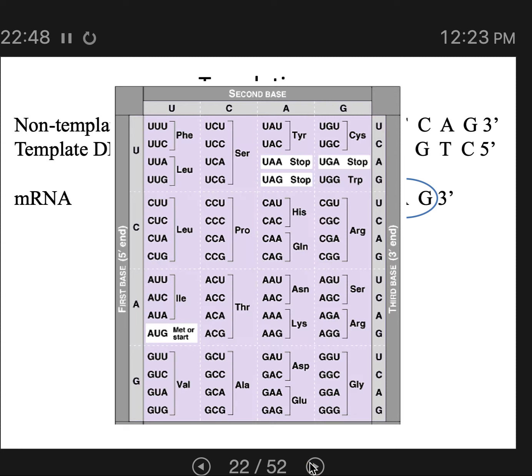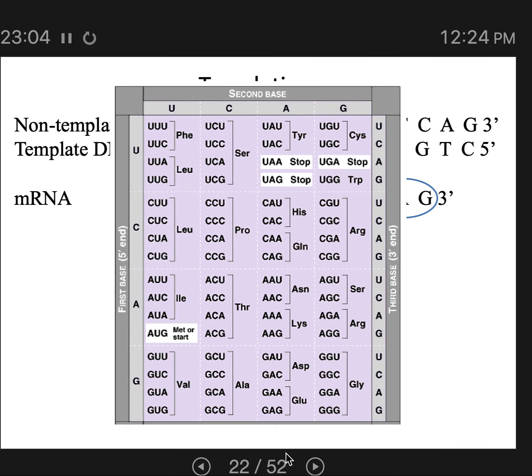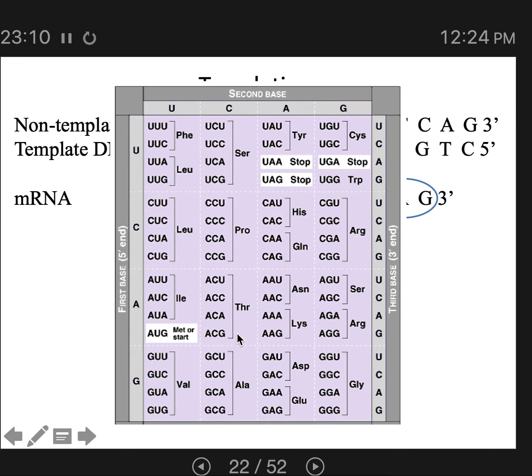GGU. First one is G. First base, G, so we're in this row. Second base is G. Here's the column G for the second base. GGU, glycine, right? And then finally, so we have methionine, leucine, glycine, and now CAG, the last one.